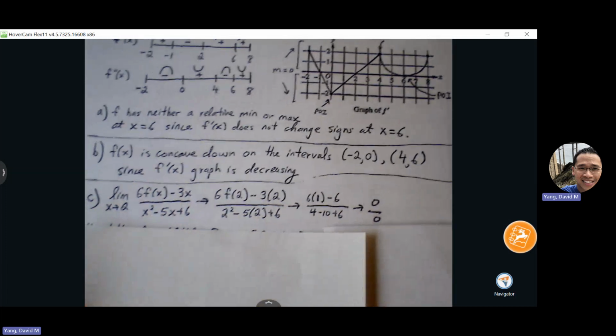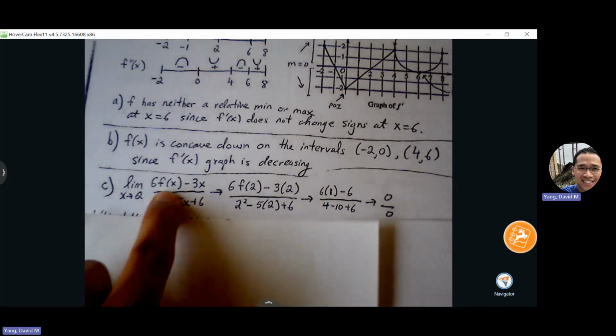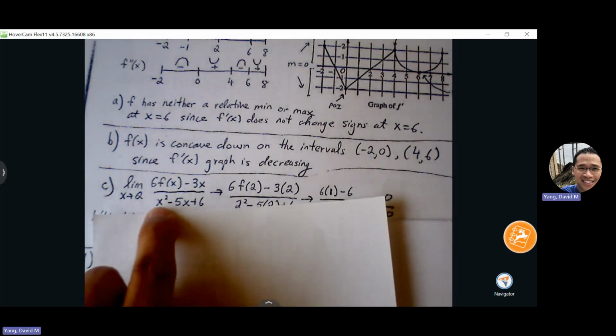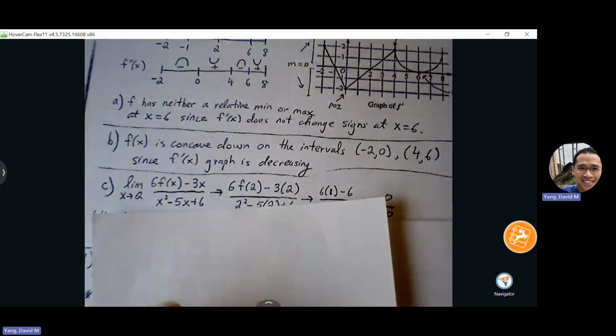Okay, so let's find the derivative. 6f of x becomes 6 times f prime of x. 3x becomes 3. And then in the denominator, we get 2x minus 5 plus 0.